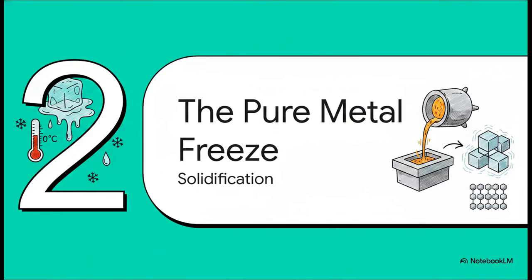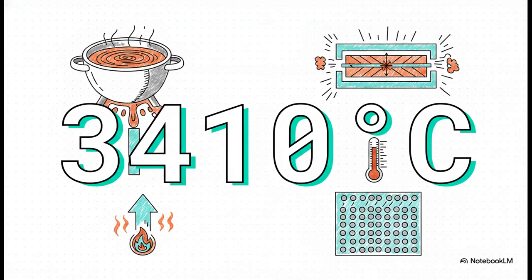Moving on to Section 2, the pure metal freeze. To really grasp that second step, let's look at pure metals. Just like water turns to ice at exactly 0 degrees Celsius, pure metals have a highly predictable exact freezing point. Take tungsten, for example. It freezes into a solid at exactly 3410 degrees Celsius. No way around it. When a pure metal hits its specific freezing point, the temperature actually just stays constant for a while. Why? Because as it turns from a liquid to a solid, it gives off something called the latent heat of fusion. The solid front moves uniformly from the cool walls of the mold right into the center.